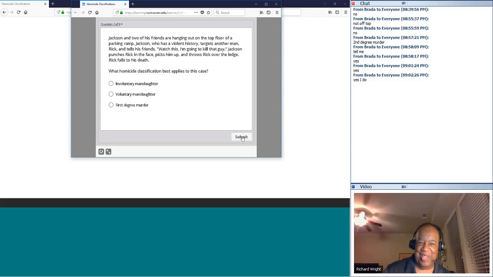Jackson and two of his friends are hanging out on the top floor of a parking ramp. Jackson, who had a violent history, targets another man, Rick, and tells his friends, "Watch this. I'm gonna kill that dude." Jackson punches Rick in the face, picks him up, and throws him over the ledge. Rick falls to his death. What homicide here?